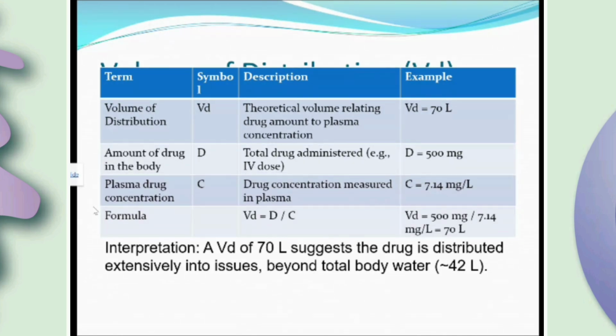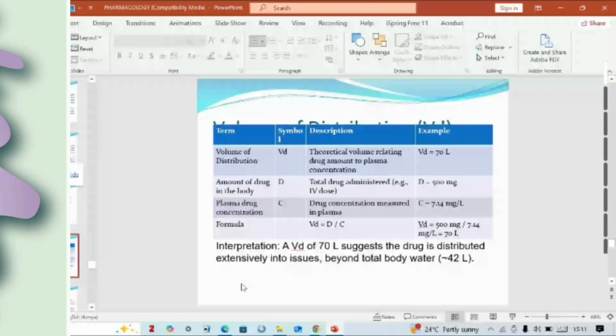Then we get the plasma concentration, which is 7.14 milligrams. What will be the volume of distribution? We simply get it by dividing the dose administered by the plasma concentration. And in this case, we get 70 liters. And at that juncture, I want to see if I have a question there so that you work on.